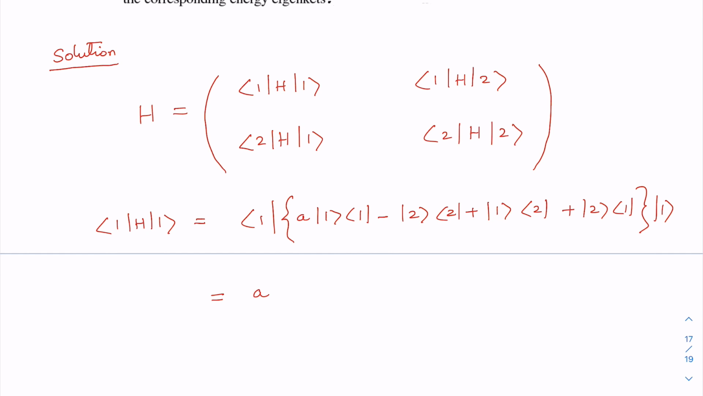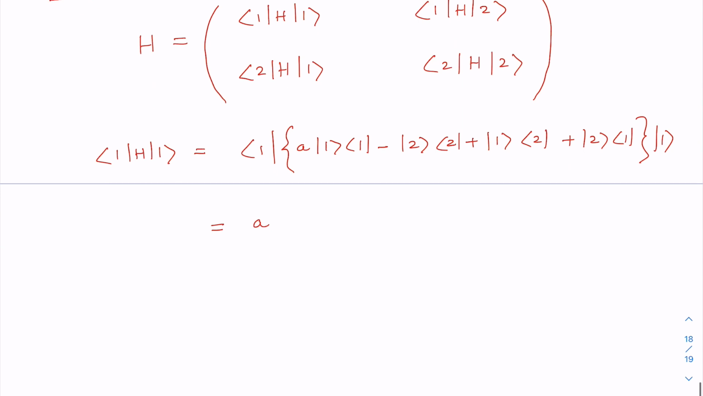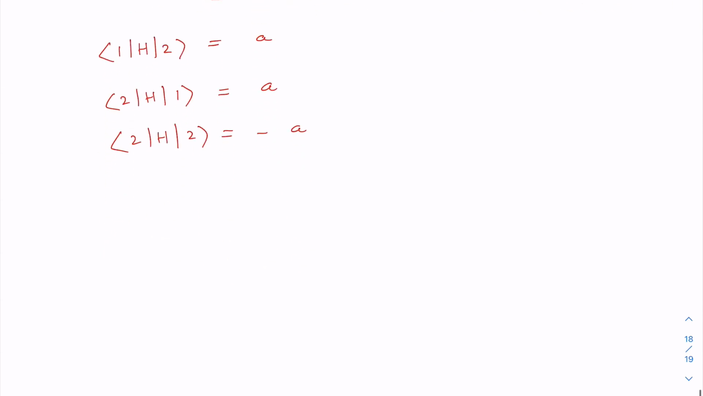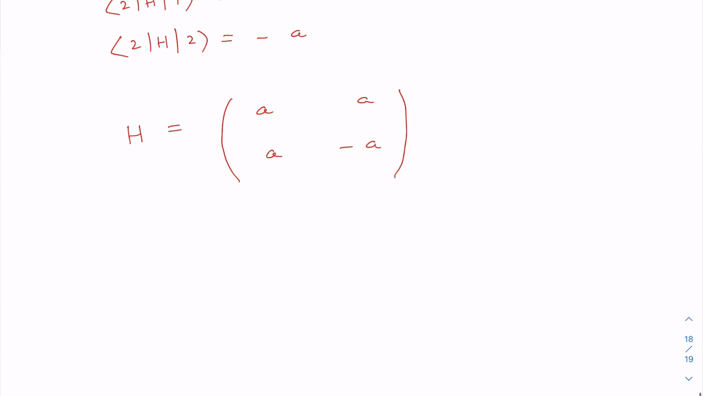Alright, because |1> and |2> are orthogonal to each other. So similarly, you can work out <1|H|2>, and that also, as you can see, would be simply A. <2|H|1> would be equal to A, and <2|H|2> would be equal to minus A. So therefore the Hamiltonian in matrix form would be A, A, A, minus A.